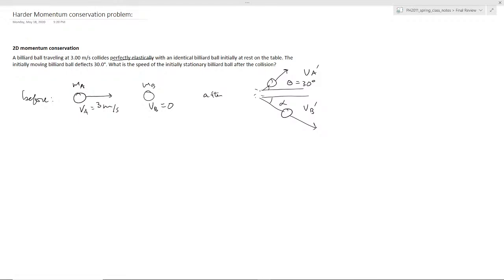So what else do we know? We know that this is an elastic collision, perfectly elastic, meaning that the kinetic energy initial is going to equal the kinetic energy final. We also know in the collision that momentum is conserved, so the momentum initial is going to have to equal the momentum final. What do we not know?